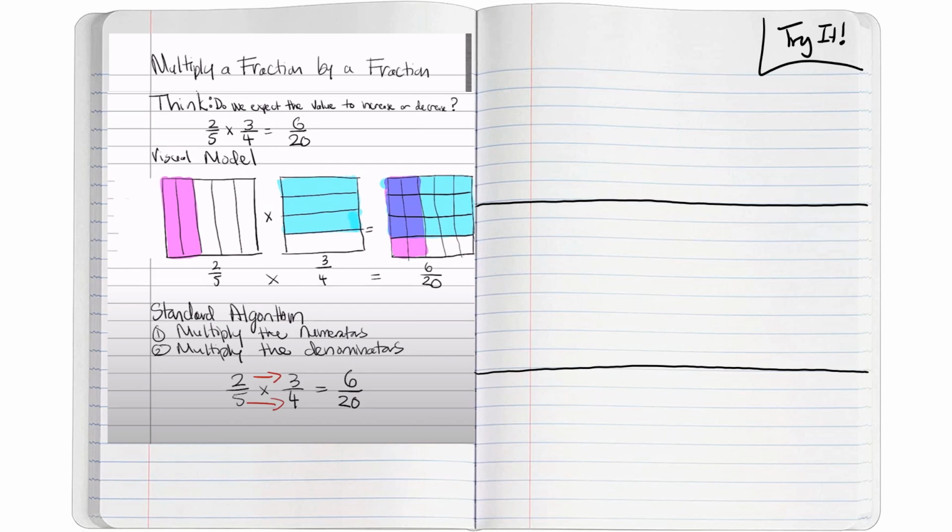For the first problem, I'm going to write 1, we're going to solve 1/2 times 1/3. For the second problem, we're going to solve 2/5. Let's not do 2/5, that's in the notes. Let's do 4/5 times 2/3. And for the last problem, we are going to solve 2/7 times 3/8. So these are the 3 problems we're going to solve.